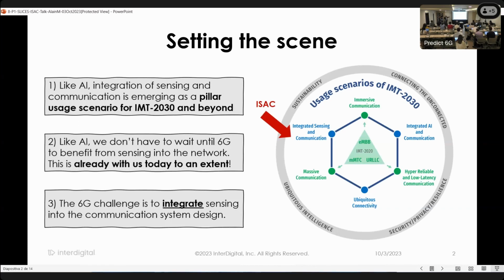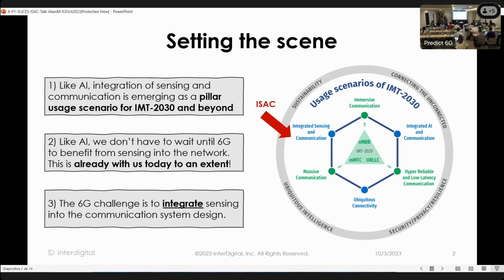These are envisaged to continue with us and just extend. That's why you see eMBB becoming immersive communication. So eMBB plus massive communication, and hyper reliable and low latency communication. These are what we are used to as traditional in 5G and IMT-2020. And these are going to continue to be with us, and we push the boundaries of these usage scenarios in 6G.